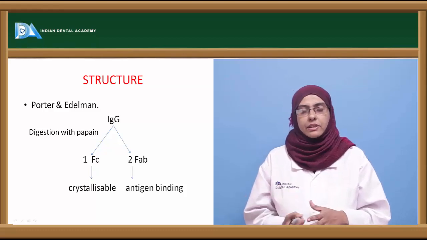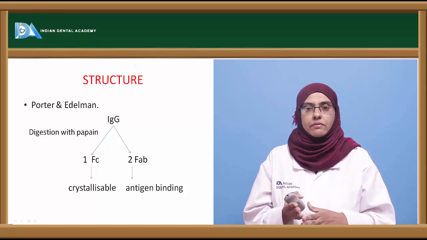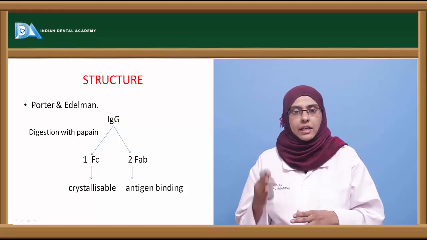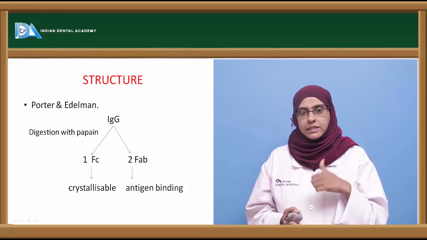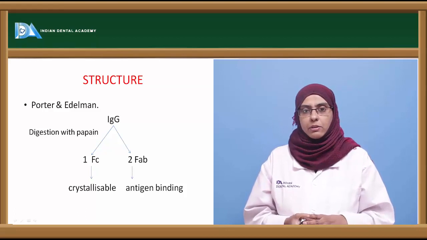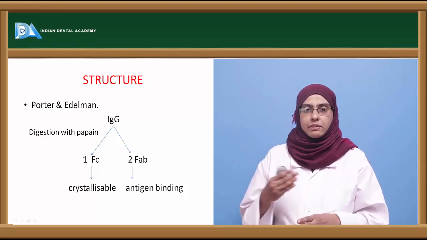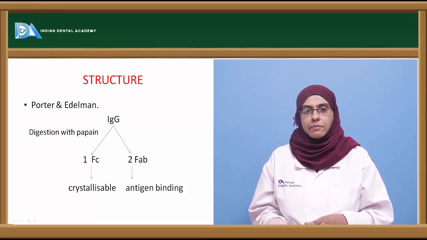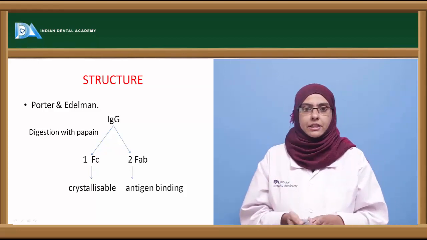So when digested with papain, they produce 2 fragments. One is the FC fragment, which crystallizes during cold storage and hence is called FC, and the other is the FAB fragment, the antigen binding portion of the antibody molecule. Similarly, when the IgG molecule was digested with pepsin, they could see only the FAB fragments, whereas the FC fragment was not produced because it was completely digested by the pepsin.